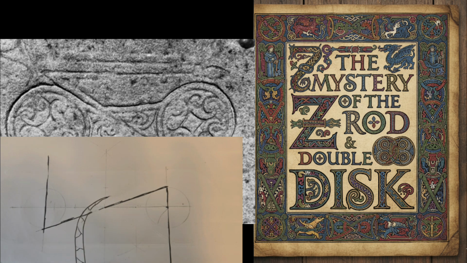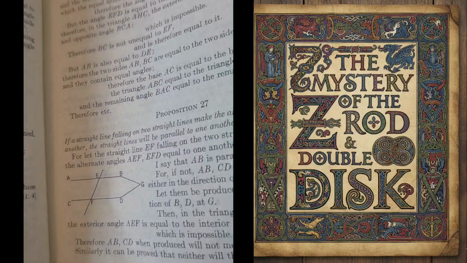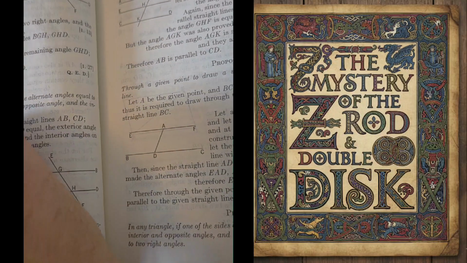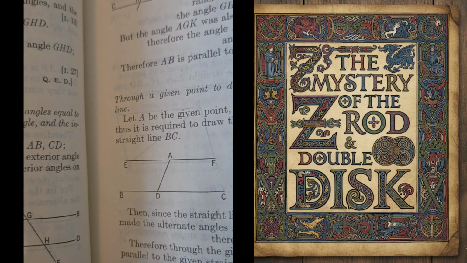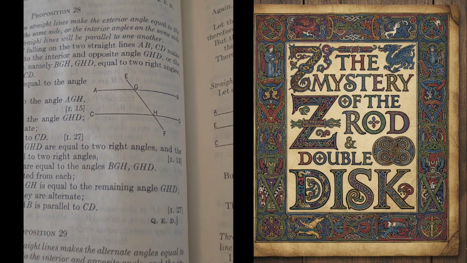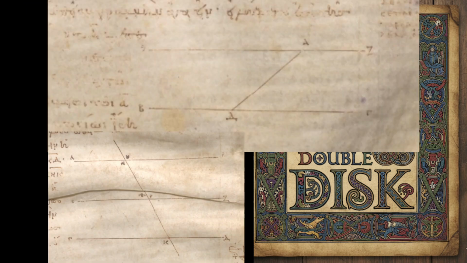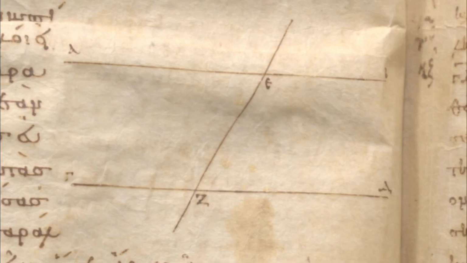So the first thing that struck me with the Z-rod and double disc was to do with how the Z-rod looks like diagrams illustrating a number of Euclid's propositions, specifically those in Book 1 of Euclid's Elements to do with parallel lines, from proposition 27 through to 34. Manuscripts of Euclid that existed in the period when these Pictish symbol stones were inscribed included these very diagrams. They're illustrating a number of things to do with parallel lines. For example, how where one line runs across two parallel lines, the alternate angles are equal.